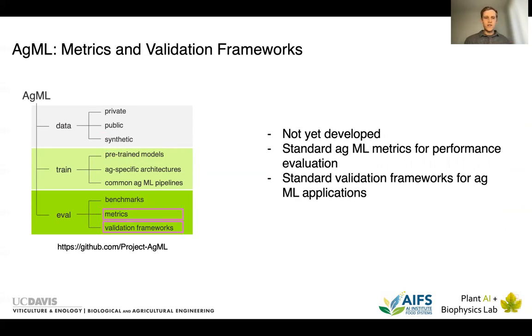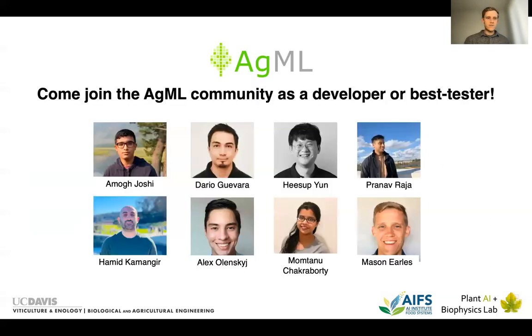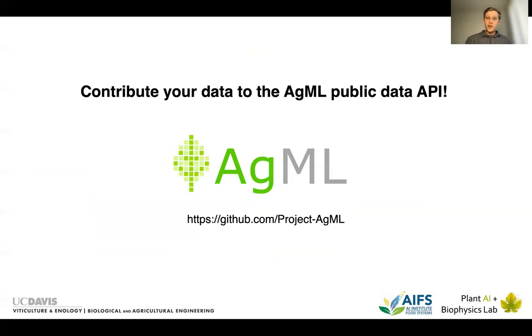And then importantly, the metrics and validation frameworks are an important piece of this that we're still working on. So come join the AgML community. Here are some of the very active users who've been developing this. Come try it out, beta test it, and contribute your data to the AgML public data API. I think this is the biggest, most important piece we can do at first, building up this data set. So it's not just one ImageNet type of data set for agriculture. We have many needs. Let's put them all together and think of ways to link them.